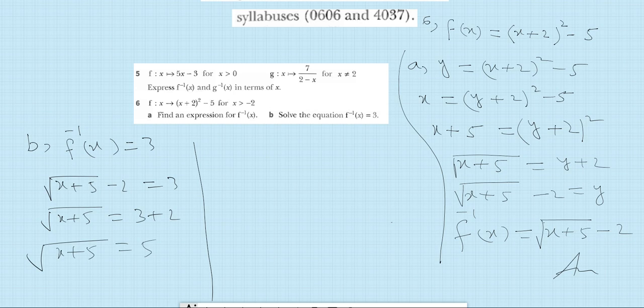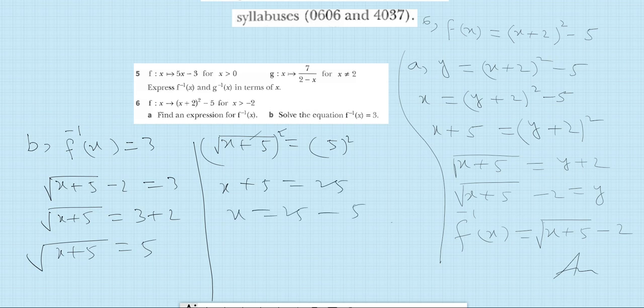For eliminating the square root, we must take a square on both sides. So x plus 5 is equal to 5 square. Squaring on both sides, this square cancels this root. x plus 5 is equal to 5 square, which is 25. x is equal to 25 minus 5. x is equal to 20. So this is our final answer.